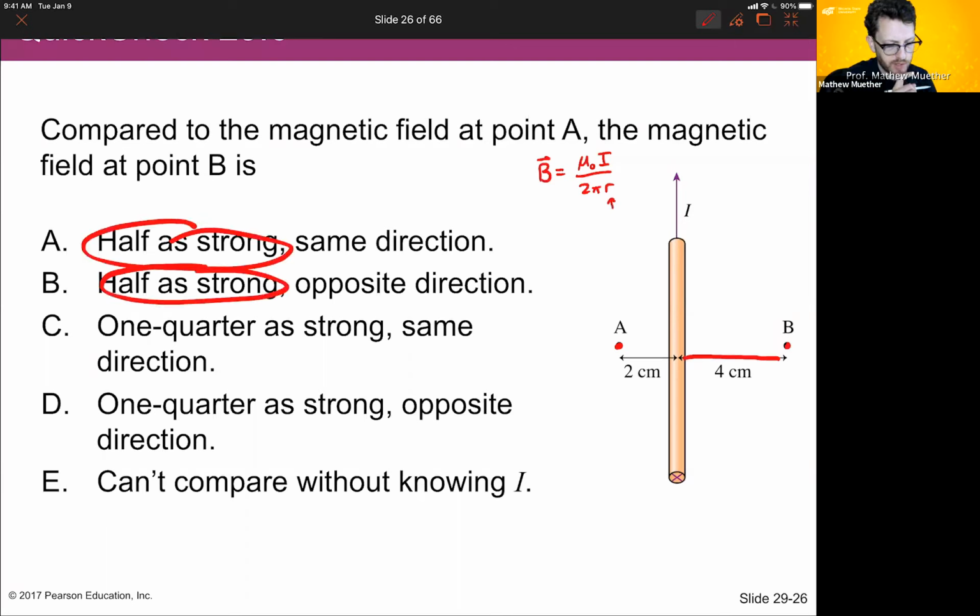Does the field point in the same direction or in opposite directions? Well, I can use my right-hand rule. I'm going to align my thumb with the current. My fingers are going to curl around in the direction of the magnetic field. So over here, the magnetic field's coming out of the page at me. Over here, the magnetic field is flowing into the page. And so I can see the magnetic fields point in opposite directions.